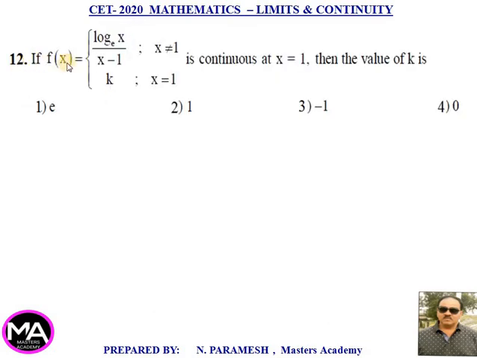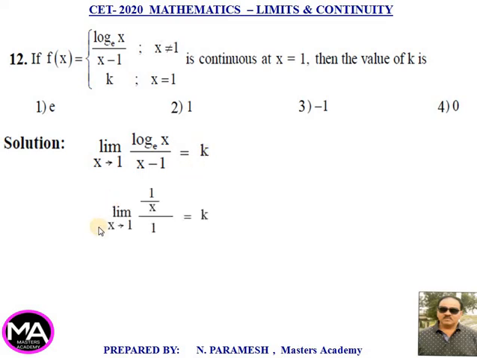12th question, if f of x is equal to log x to the base e divided by x minus 1, if x is not equal to 1, k if x is equal to 1, is continuous at x is equal to 1, then the value of k is, 4 options are given. Solution: limit x tends to 1, log x to base e divided by x minus 1 is equal to k. Limit x tends to 1, differentiate log x with respect to x, 1 by x, divided by derivative of x, which is 1, is equal to k. After applying the limit, put x is equal to 1, this reduces to 1, 1 is equal to k, therefore k is equal to 1, that is there in option second one.